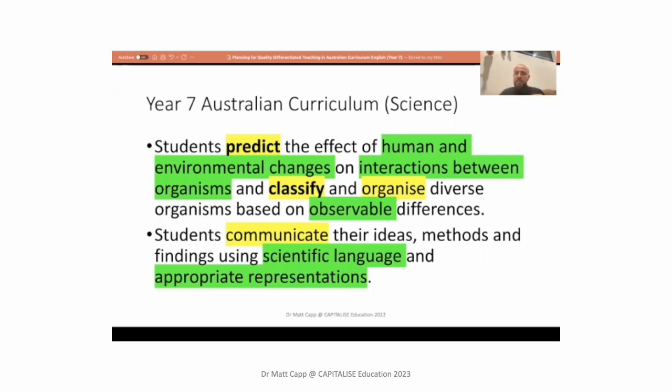And I've highlighted these yellow. So I find it really important that you look for the cognitive verbs in the achievement standard and highlight them. Then you also need to look for the essential key terminology. What are those essential things that students need to demonstrate evidence of learning against to say that they're at standard against this Year 7 Australian Curriculum Science? And I've highlighted those green.